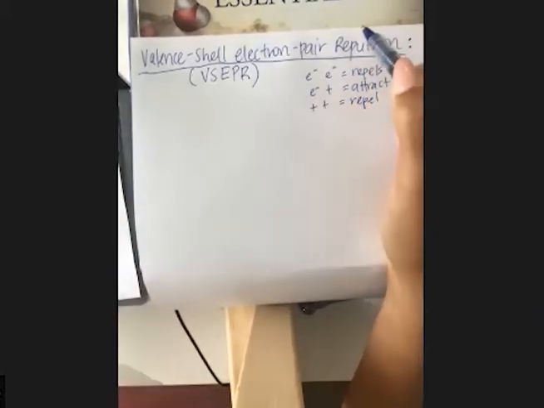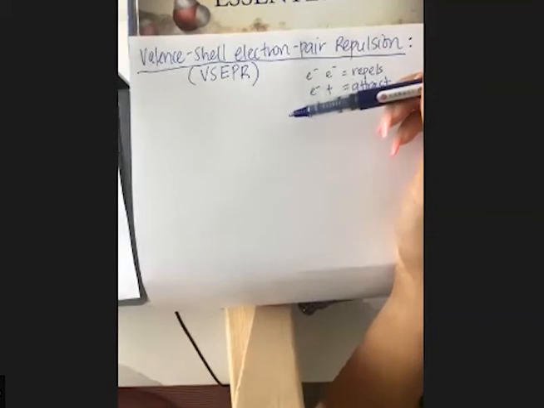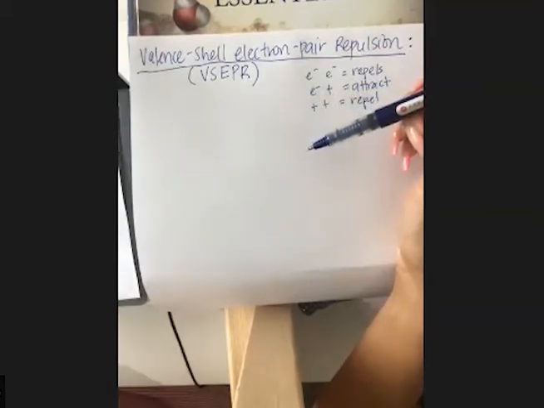So it's using the theory that these electrons, when they get near each other, don't want to be near each other, and they're going to try to get as far away as possible from each other. And that's how they end up forming their shapes, because they're trying to get as far away as possible.